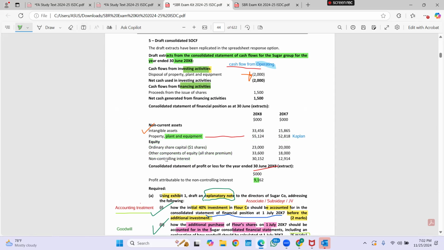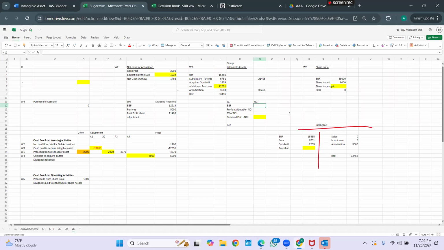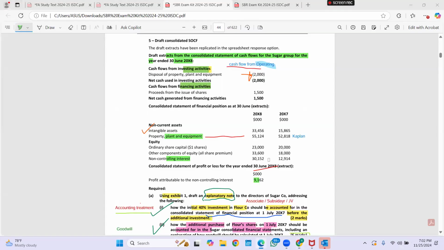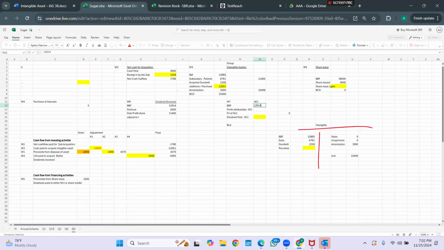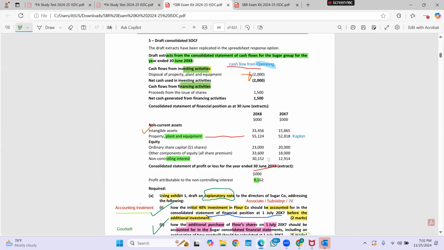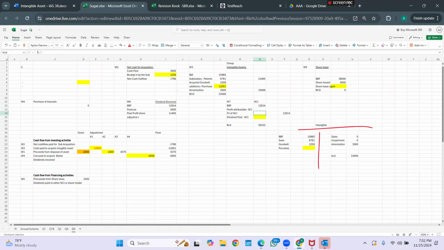So here, see, non-controlling interest. The non-controlling interest is supposed to be paid dividends. Why do you get dividends? Because you have invested. The opening balance is 12,914 and the closing balance is 30,152. Can you see something is increasing? Non-controlling interest would be under equity, so it's on the credit side of your SOFP.